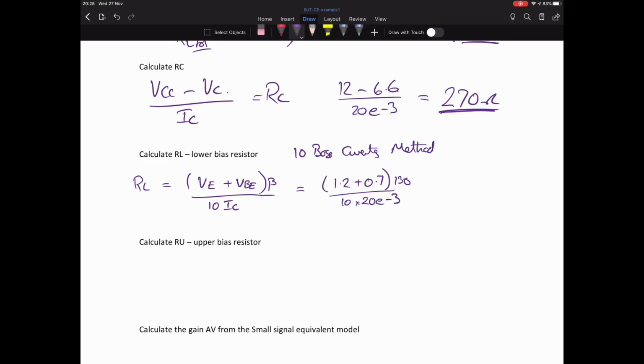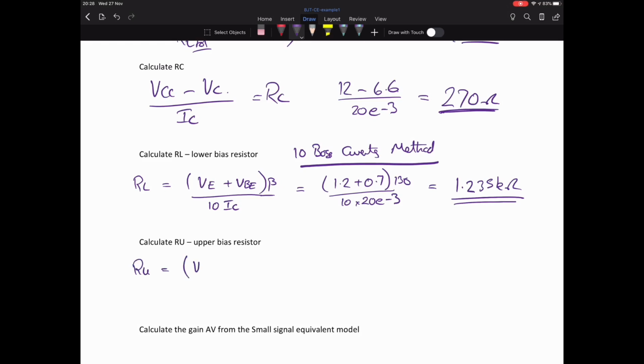Okay, 20E minus 3. If we do a quick calculation on that, we'll find out what the lower bias resistor is. Sorry, I've just checked my notes on where I was calculating that value, and we are at 1.235 kiloohms. Okay, so there's my lower bias resistor. Should have had my notes to hand earlier. So let's calculate the upper bias resistor.